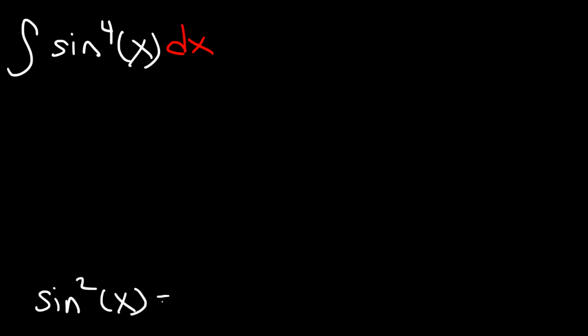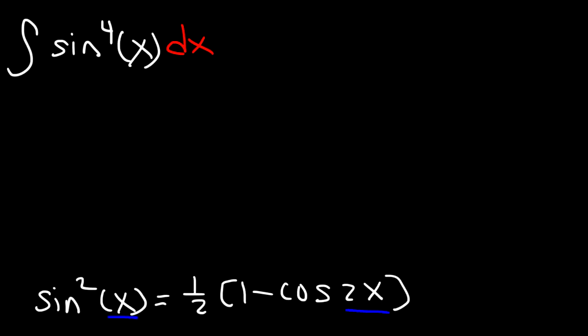What is the integral of sine raised to the fourth power of x? Go ahead and try this problem. Now for this problem, you need to be familiar with the power reducing formulas for sine. Sine squared is 1/2 times 1 minus cosine 2x. So notice that the angle doubled from x to 2x.